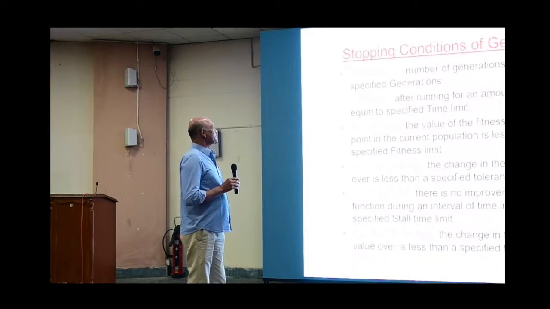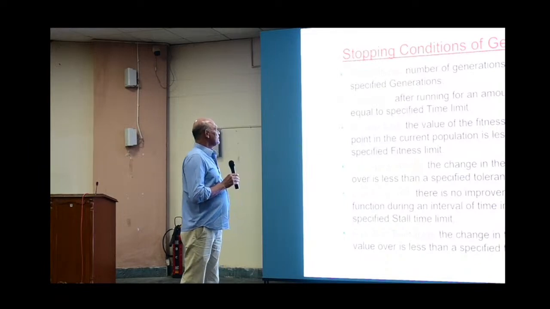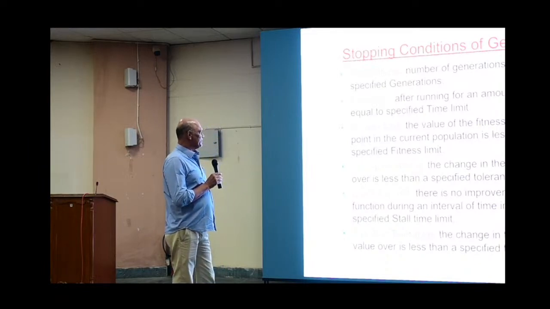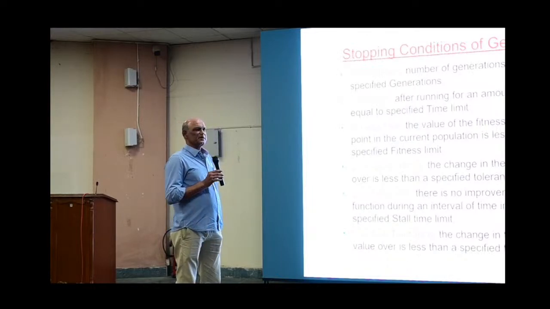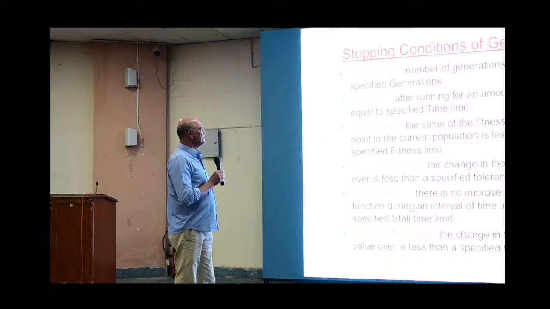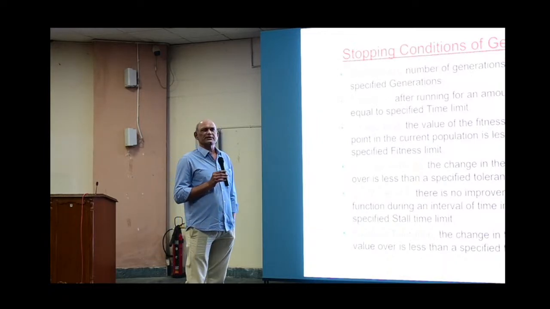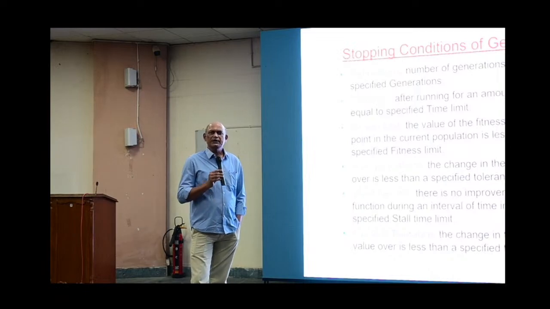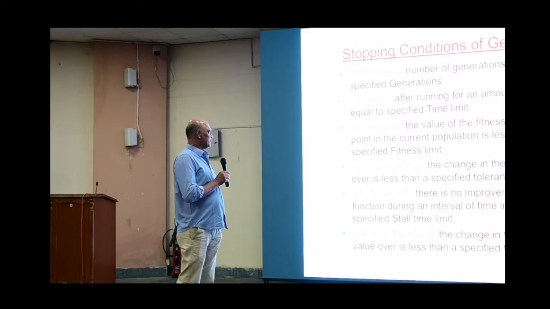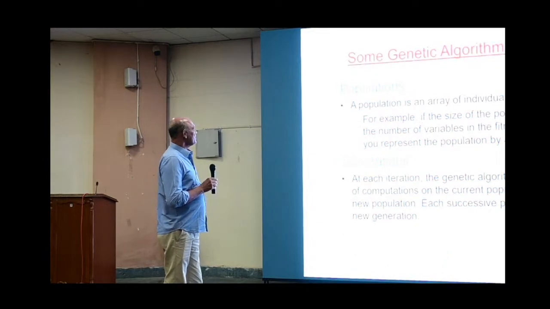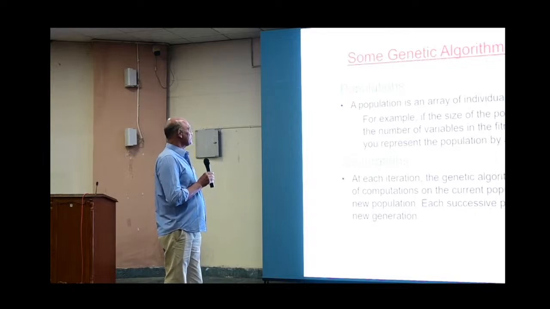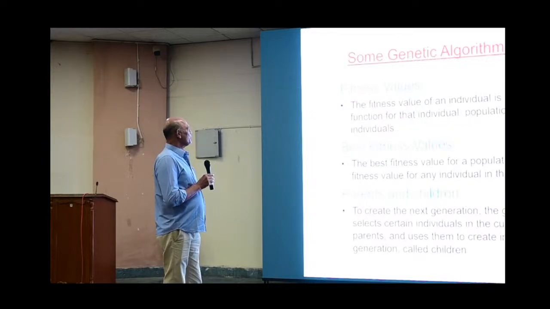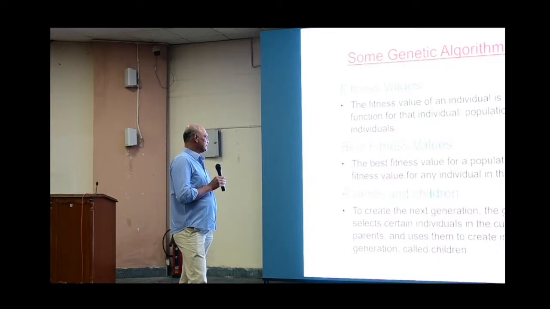Stopping criteria: the generation or time limit, fitness limit, stall generation, stall time limit, or function tolerance. You can specify. In most cases, the generation is taken as the stopping criteria, the number of generations. Suppose 100 generations, you know that the algorithm will stop. Next, these are some terms. Already we have discussed this one: population, generation. These terms we will omit: fitness value, best fitness value, parent and children.